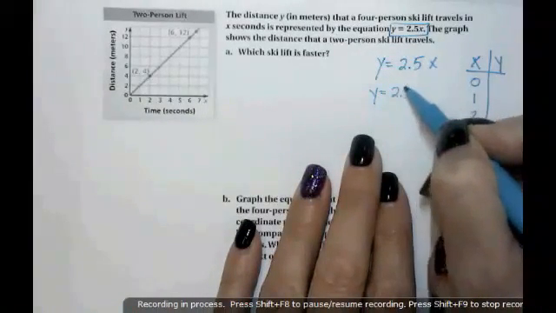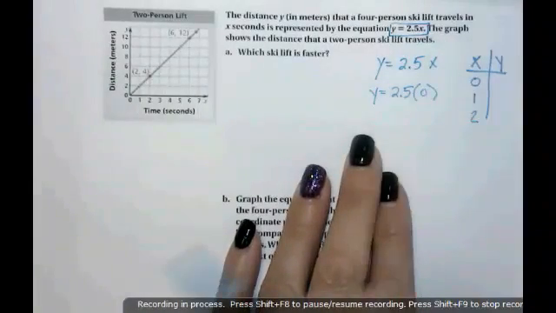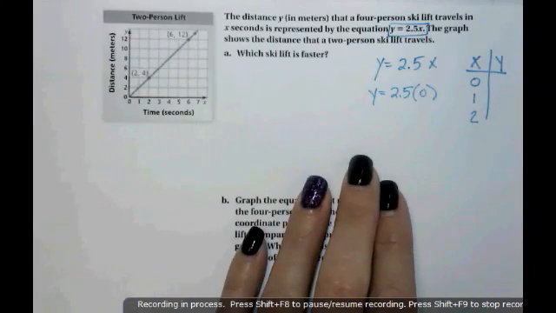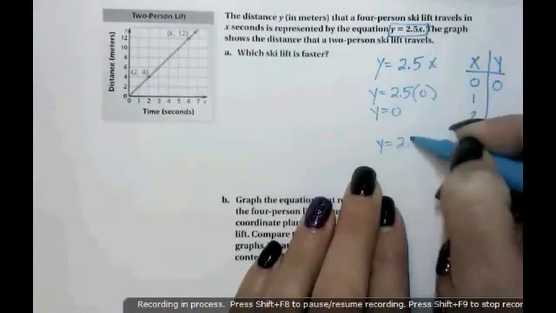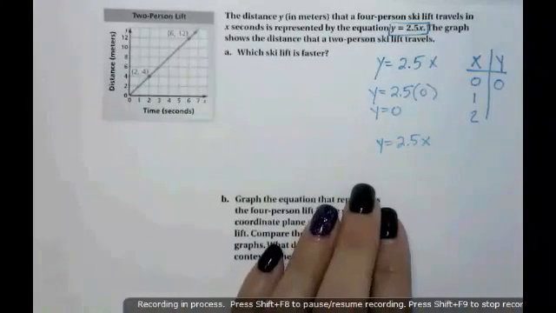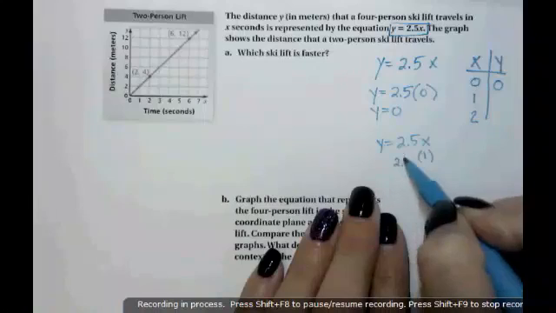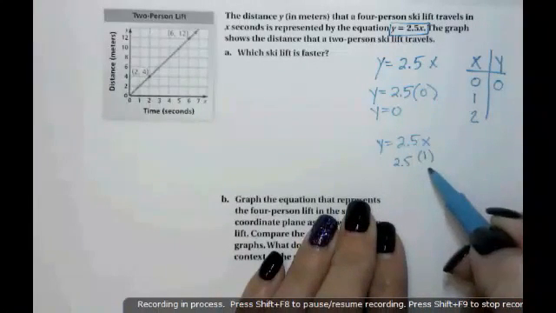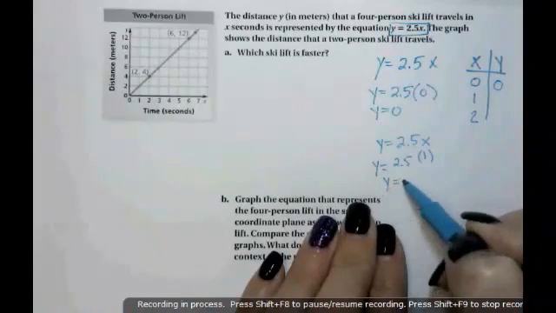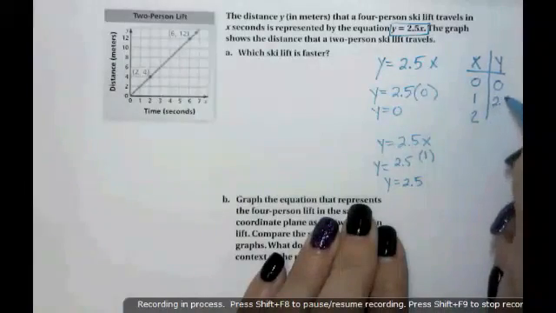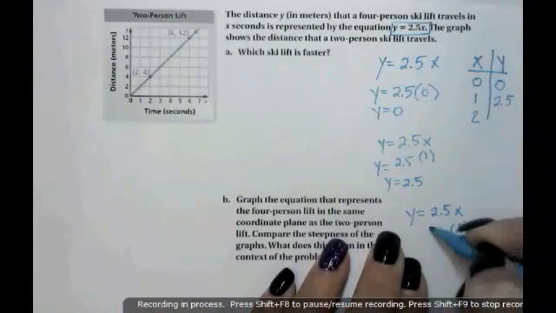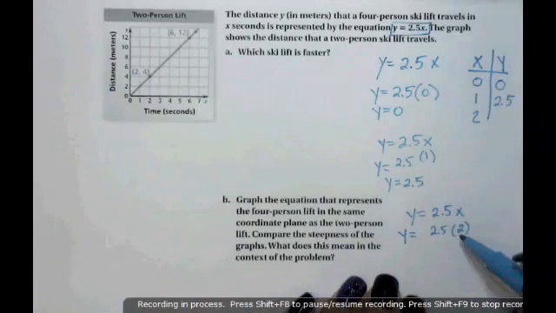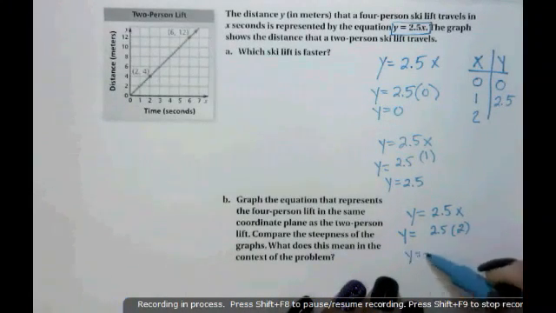Y equals 2.5 times 0. When I put in 0, 2.5 times 0 is 0, so y is 0. Y equals 2.5x. I'm rewriting the equation so I can substitute one more time. This time I'm going to put in 1 second. 2.5 times 1 is 2.5. And the third time, I'm going to substitute a 2. 2.5 times 2 is 5. So when I put in 2 for x, I get 5.